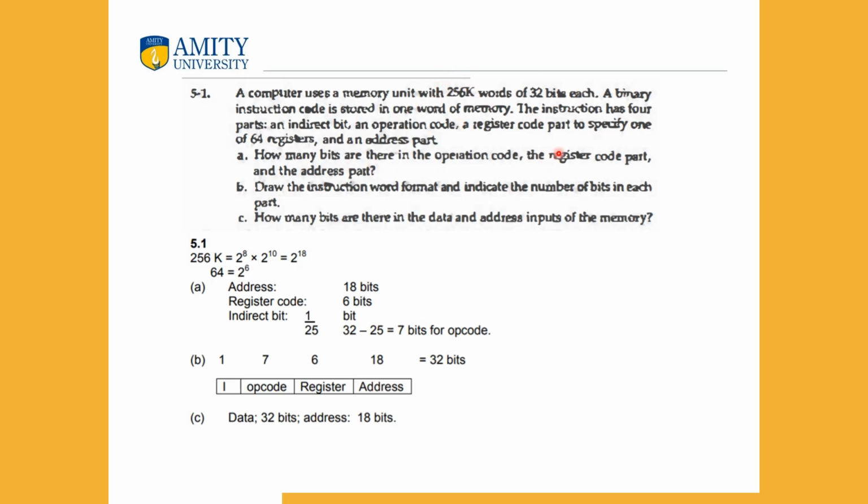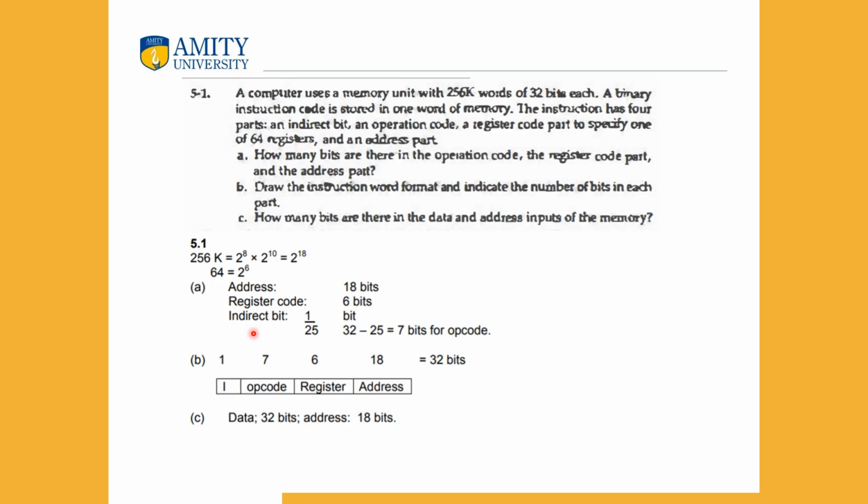Second, we need to find out the register code. Since it mentions that there are 64 registers, then we can easily find the 2 power n lines for the register, or the bits. So 2 power 6 will give us 64. That means 6 bits will be used in order to determine one of the 64 registers. Since it mentions over here, you need to choose one of the 64 registers, hence we have 6 bits for the register code.